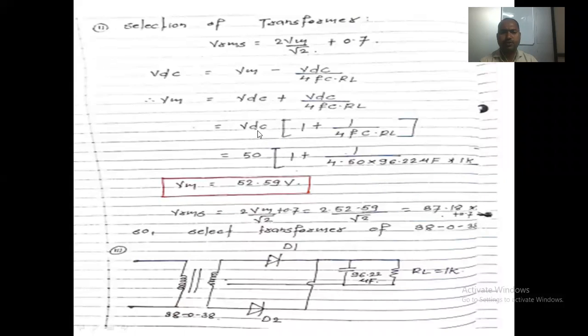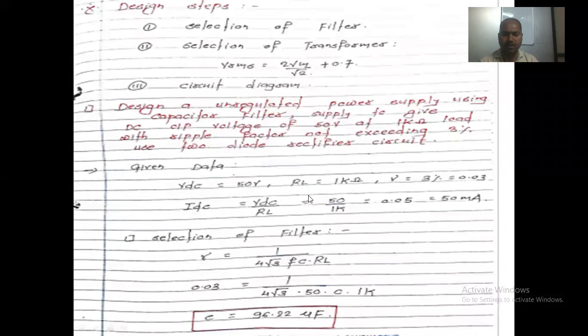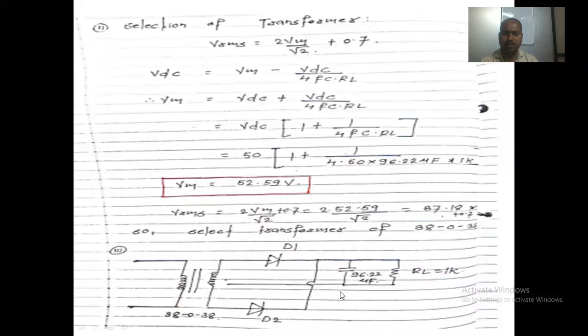Now we know we have to design the power supply of 50 volts, so the VDC value is 50. So it is 50 times the bracket of 1 plus 1 divided by 4 times the frequency, which is 50. The capacitance value we have already calculated is 96.33 microfarad. Then the RL value is 1K.